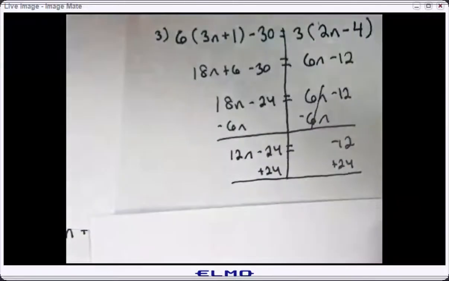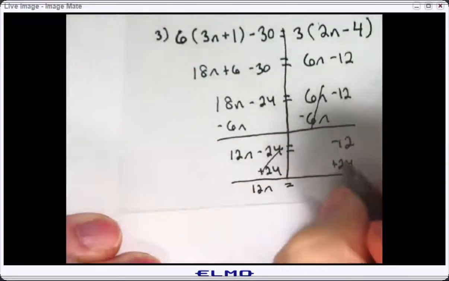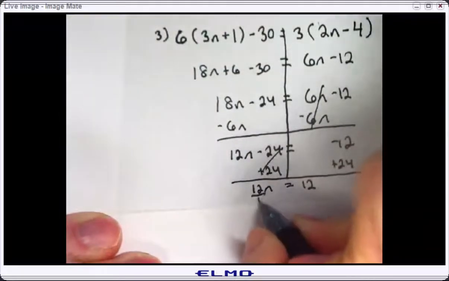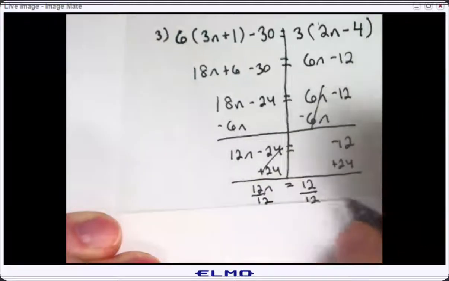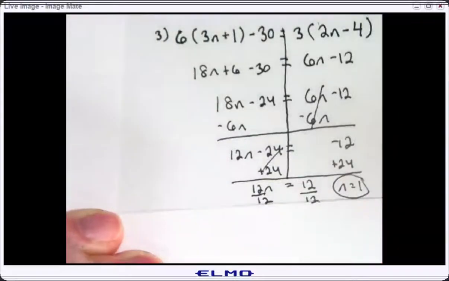I'm going to run out of room. That's going to leave me with 12n equals 12. Divide both sides by 12. And I'm out of room, but that would give me n equals positive 1.